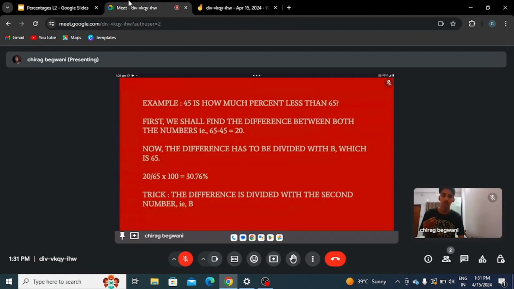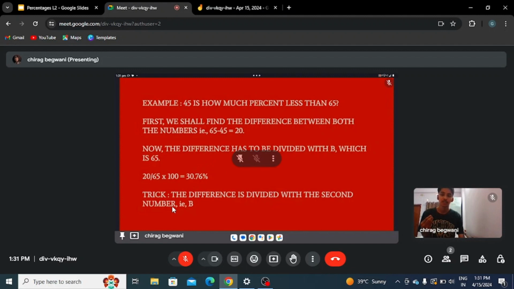Right. So in this case, you can always get positive as well as negative answers. You just have to focus on the number. Now here I have taken 65 minus 45 so that it's easier for me to work with positives. If you want, you can always go with 45 minus 65. You still get minus 20. So minus 20 by 65, same answer.